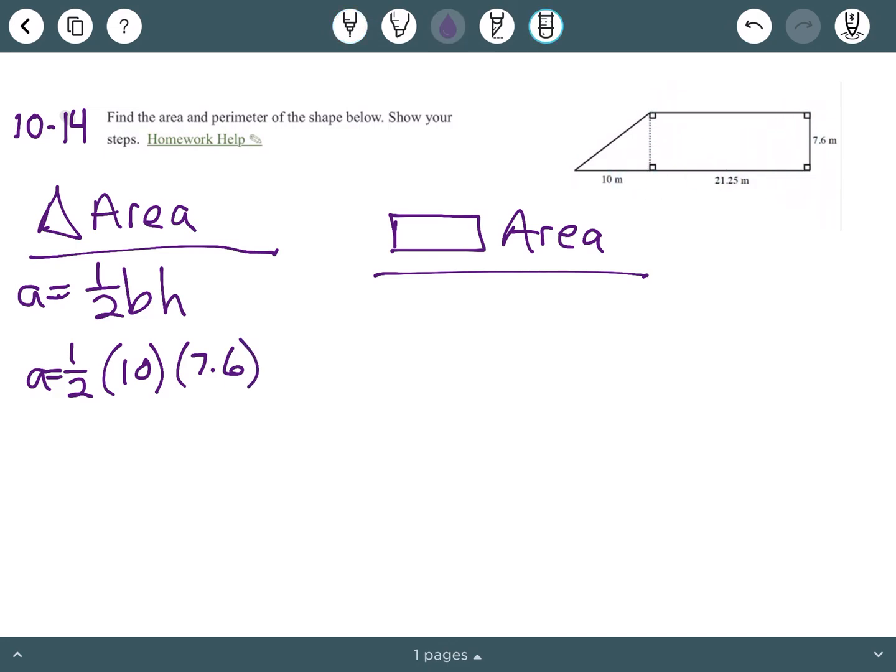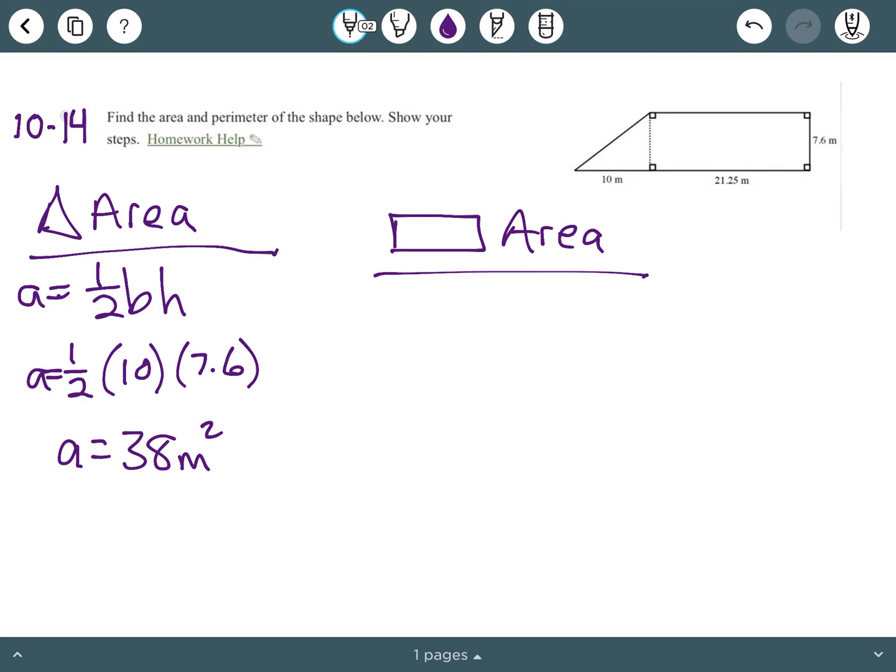So now all we have to do is multiply. I'm going to put that into my calculator: 1/2 times 10 times 7.6. When you do that, it should give us an even 38. It's 38 meters, and because it's area, it is squared.